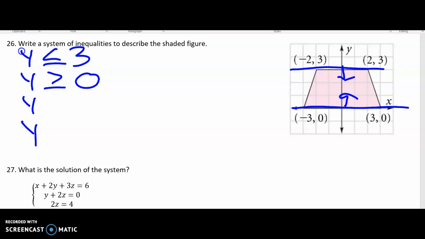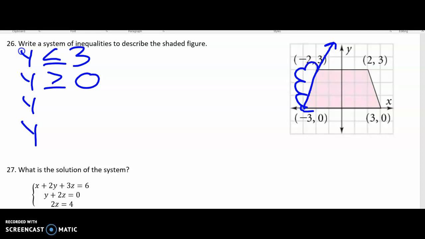Now I got to take care of the sidelines. The sidelines are a little bit more difficult here, just because you're going to have to kind of visualize what you're looking at. So if I start with this one, I'm going to first figure out what my slope is. I'm going to count this. It's 1, 2, 3. So it's up 3, right 1.